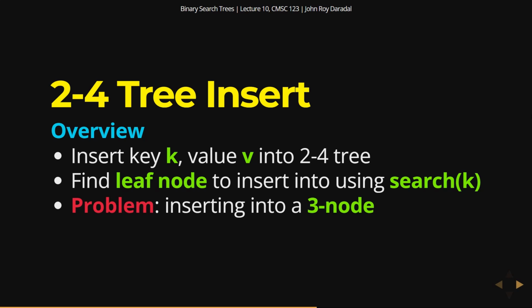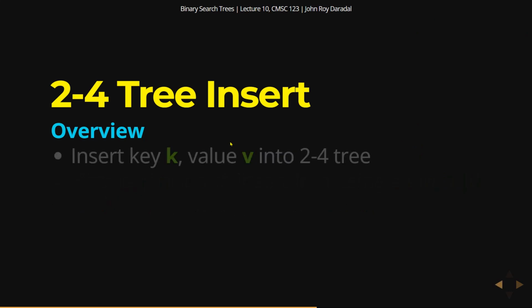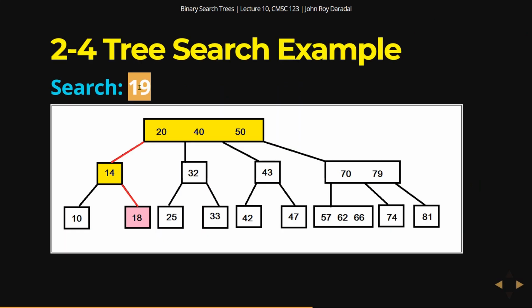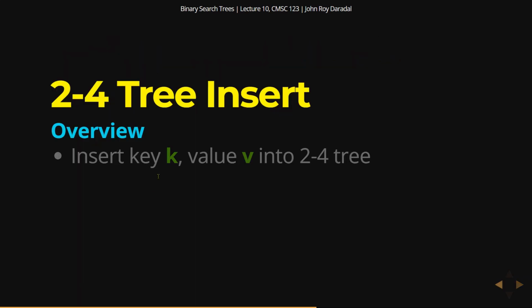Okay, so we'll find the leaf node to insert into using search K, just like what we did here. For example, if we were to insert 19, then we'll follow this path and find the leaf node where 19 should have been, right? But since 19 does not exist, then we'll probably insert it here, in this node. So that's the leaf node.